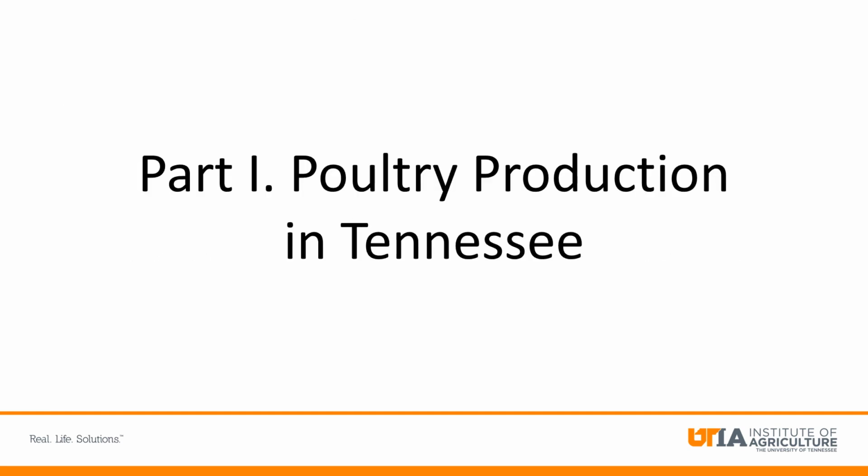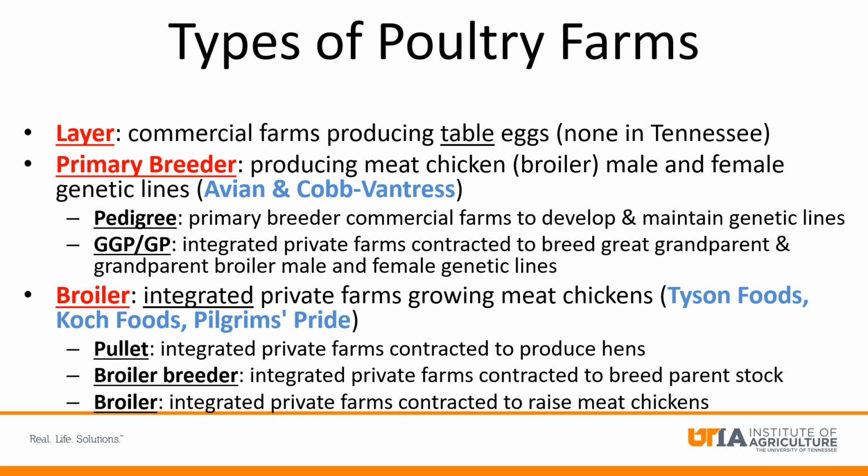Getting started, part one, a primer for poultry production, different types of housing and the housing that is important in Tennessee, and the relative scale of production. There are basically three types of poultry farms in the United States. The first type of farm is a layer farm. These are commercial farms that produce table eggs that are directly consumed and that are unfertilized.